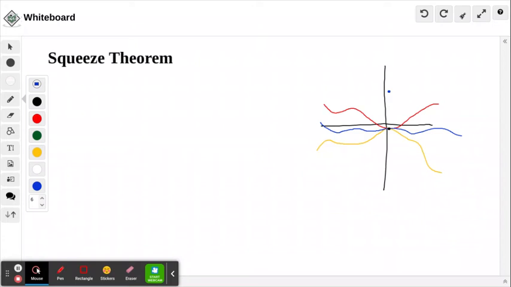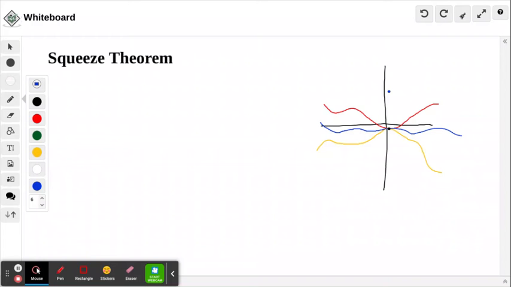Now, think about blue. We defined ourselves that blue is always, always, always between red and yellow. So it's less than or equal to red, and it's greater than or equal to yellow. Well, right here, its limit must be equal to the limit of red and yellow, right? Because if red and yellow have the same limit, how can blue have any other limit and still be between them? And that's what the Squeeze theorem says.